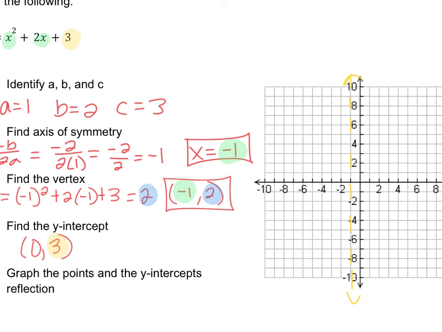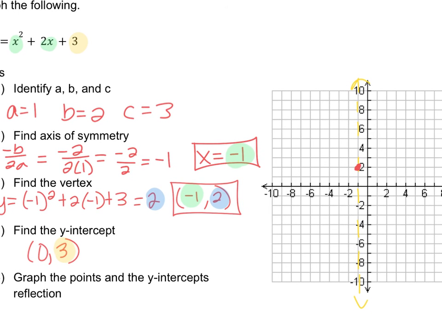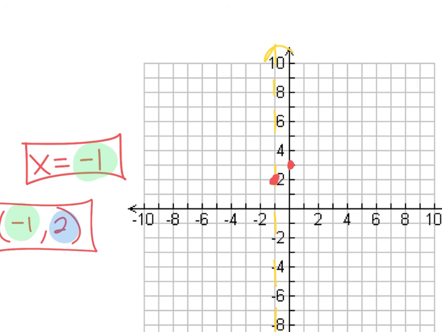Now let's graph my vertex. It's at negative 1, 2, and it should always be on your axis of symmetry. And then your y-intercept is 3, so over 3 to the right side. Okay, I graphed those 3 things, but obviously I don't have enough for a parabola because it has to look like a U, so you need stuff on the left side.